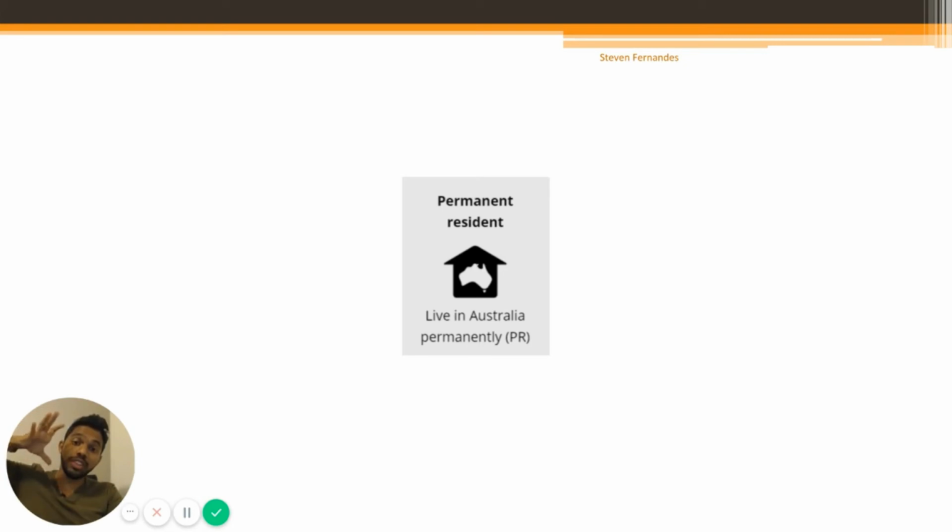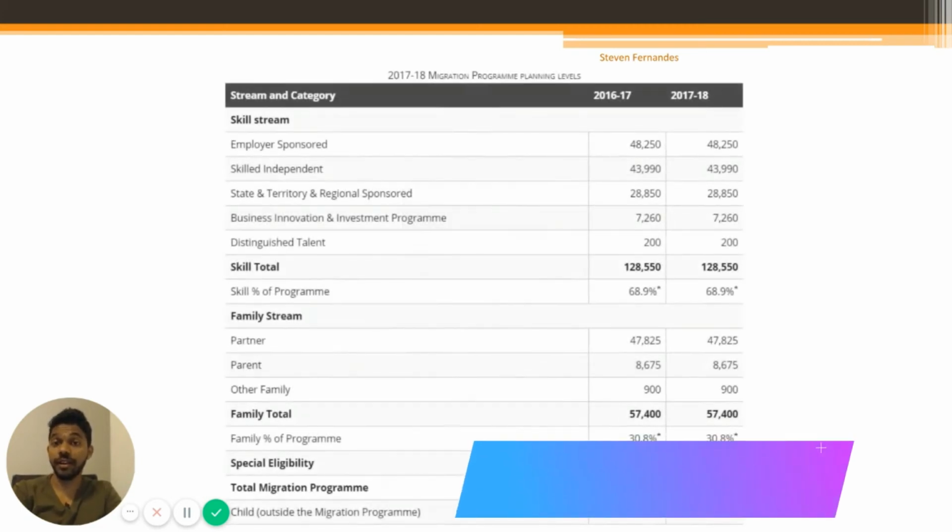Okay, moving on is the permanent resident visa, and I think this is the visa that I applied under and moved to Australia under. I think it's one of the best routes if it's an option that's available to you. This visa allows you to live permanently in Australia.